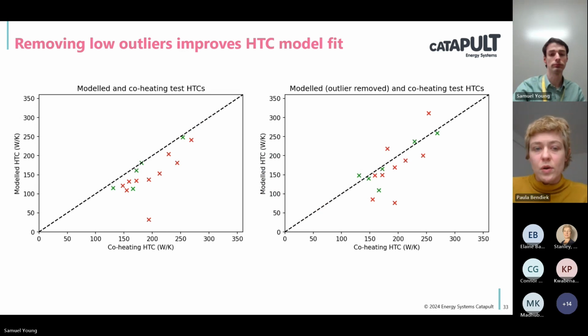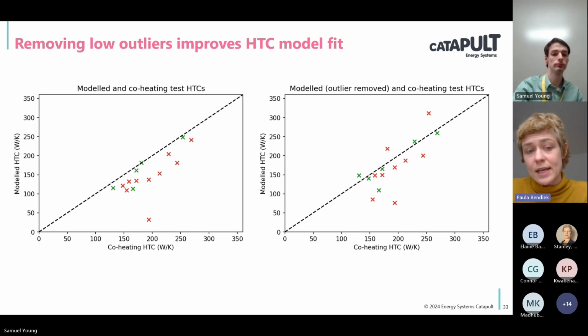So here we are comparing the modeled HTC results on the y-axis to the co-heating HTC results on the x-axis. And on the left, you can see the results without any outlier adjustment. And we can see that we're under-predicting the HTC for all of the homes. You can see that because all of the crosses are below the dotted line.